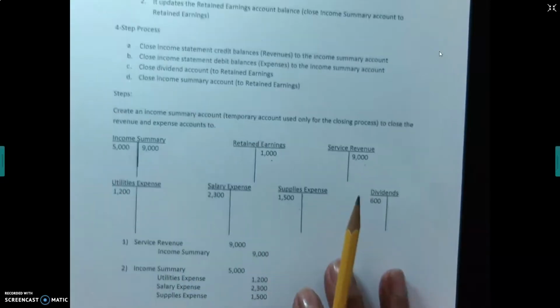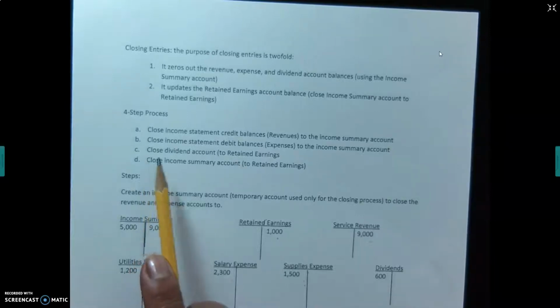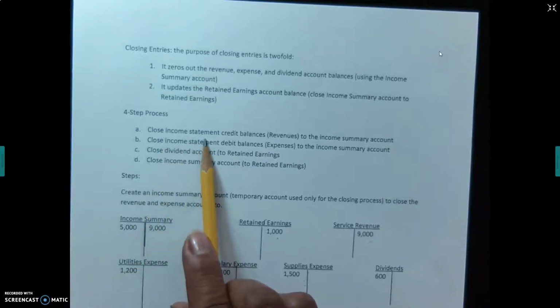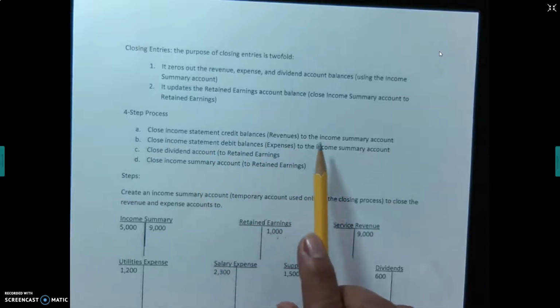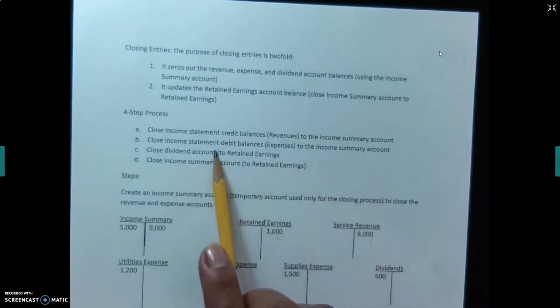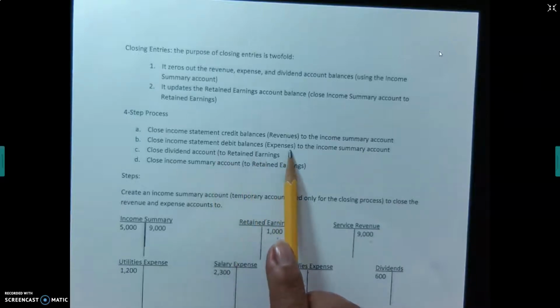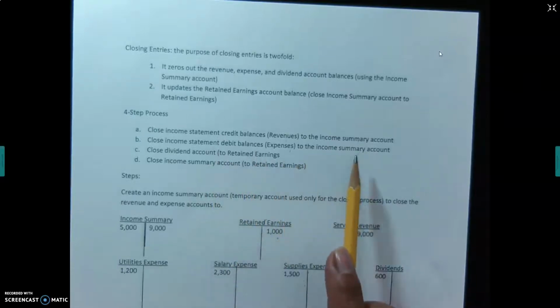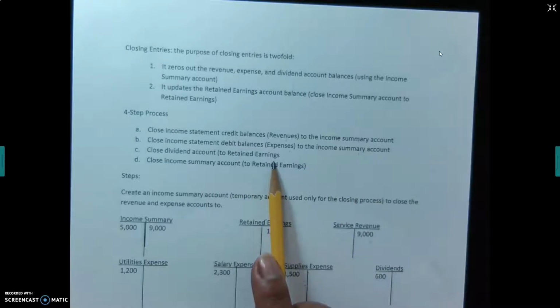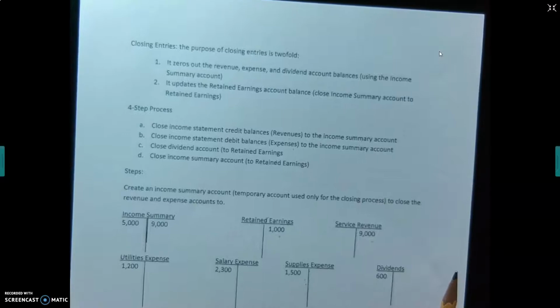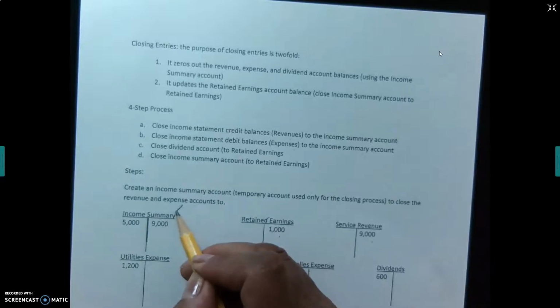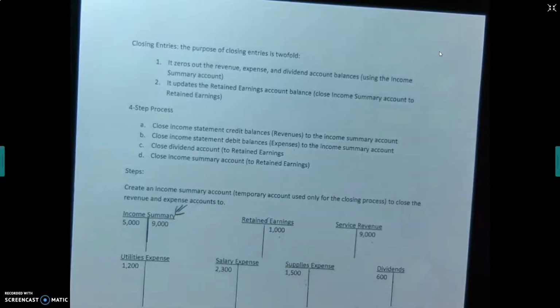The 4-step process for closing is for us to close the income statement's credit balance accounts, which are revenues, to the income summary. Then we want to close the income statement's debit balances, which are the expenses, to the income summary. We're going to then close dividends to retained earnings, and then close income summary to retained earnings. Now you'll notice on that adjusted trial balance that you have a copy of, there is no account called income summary. That account is used strictly for closing. So we create this as a vehicle to make our closing process work.